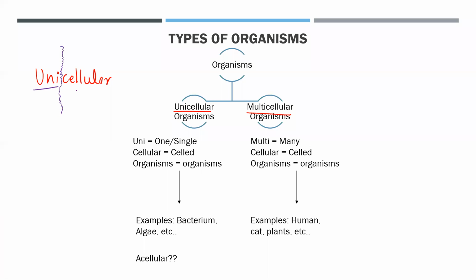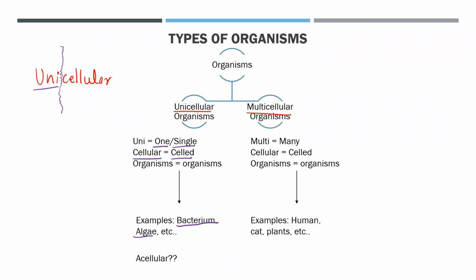Uni and cellular. What is the meaning of uni? One, or you can say single. And cellular can be called as celled or cell. So the single celled organisms, or the organisms which are composed of only one single type of cell, are called unicellular organisms. Examples are bacteria and algae. Some of the algae are unicellular and some are multicellular also. So algae is also one of the examples.